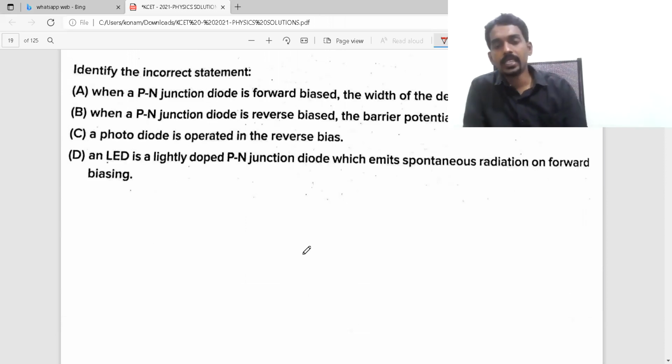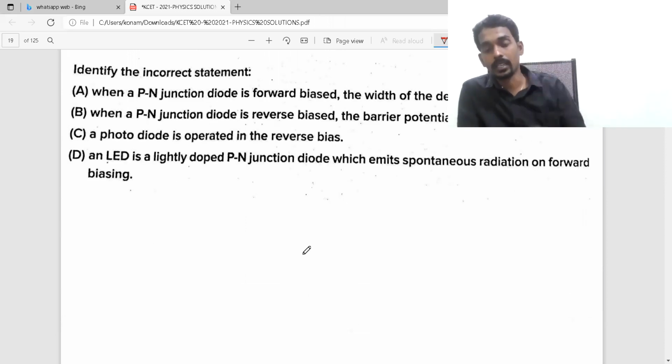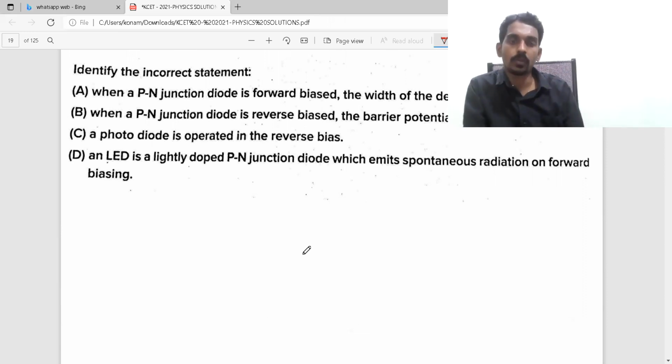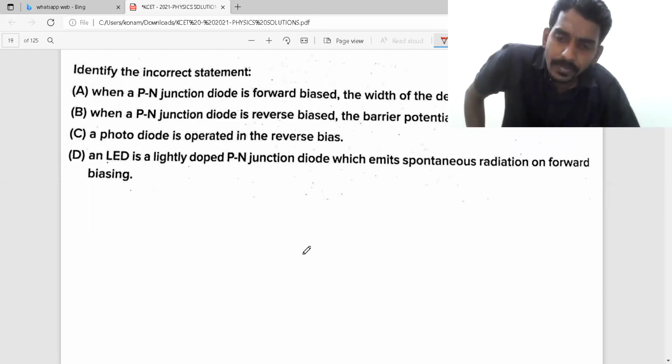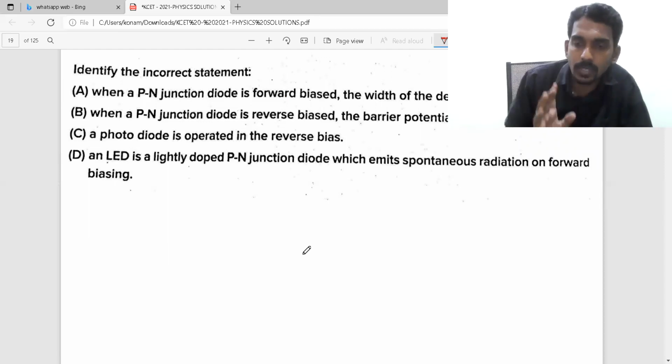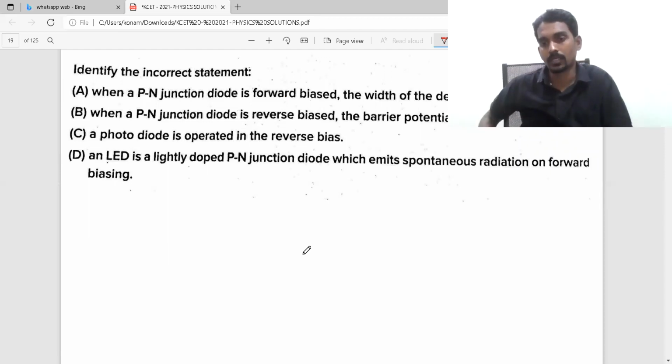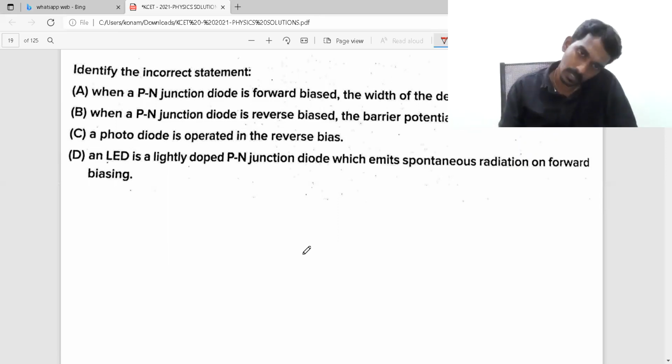Now, identify the incorrect statement. So please take care. Whenever you are solving which of the following is true or which of the following is false, or which of the following is correct or incorrect, don't be in such a hurry to answer it. What you have to take care of first is whether they are asking for correct or incorrect. Many times students make this mistake.